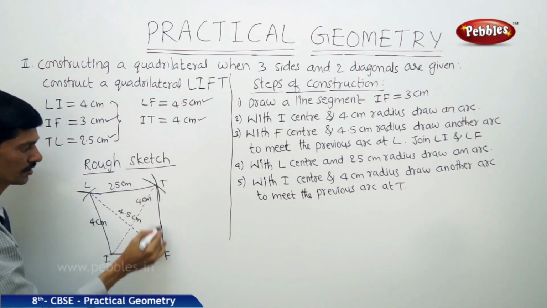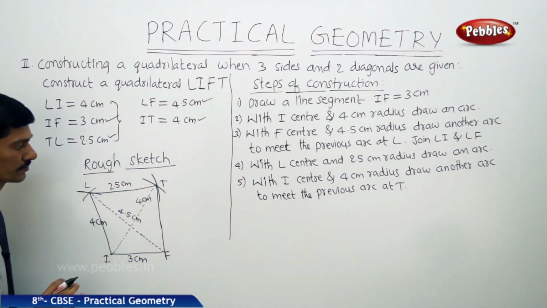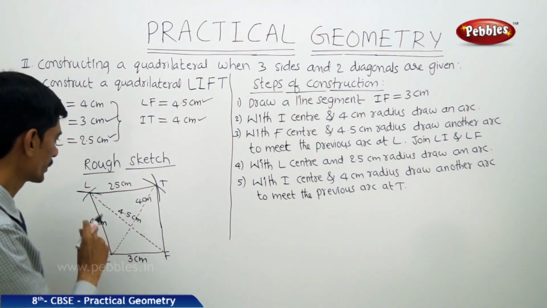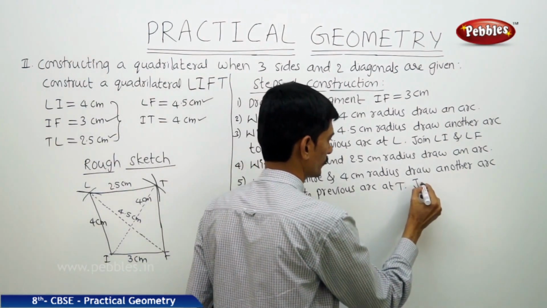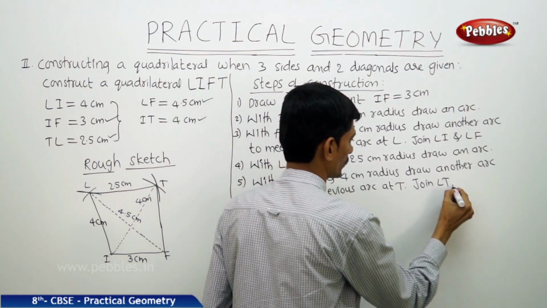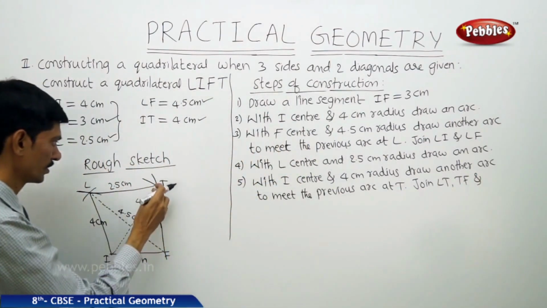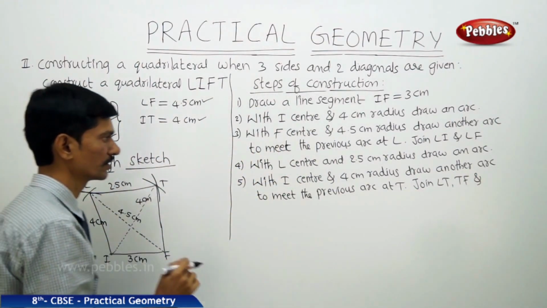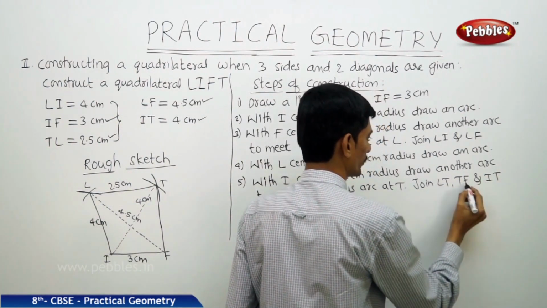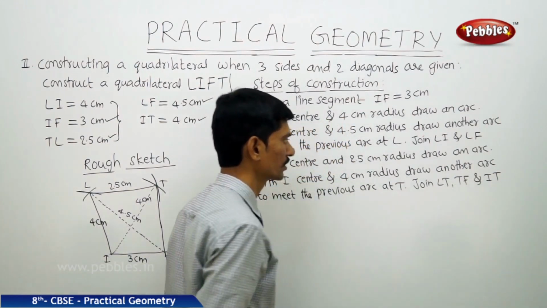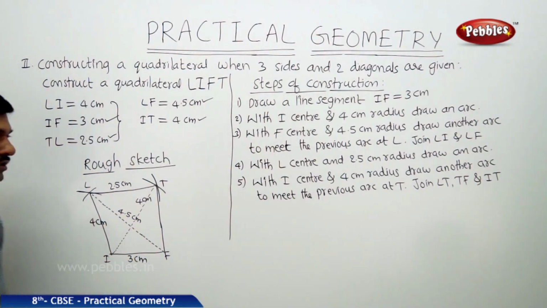Then TF is the fourth side of the quadrilateral, which is not given. So we can join LT and TF, and TI or IT. So these two are the sides of the quadrilateral, whereas IT is the diagonal. So hence the required quadrilateral LIFT is constructed.